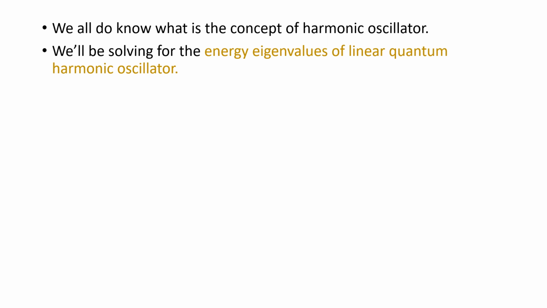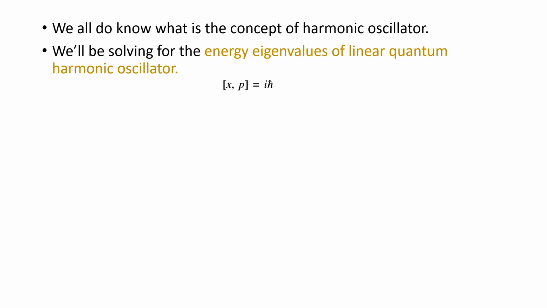We all know about the concept of the quantum harmonic oscillator, so we shall dig straight into deriving the raising and lowering operators. Here we will be solving for the energy eigenvalues of the linear quantum harmonic oscillator. This method is based on the basic commutation relation [x, p] = iħ, where x and p are the coordinate and momentum operators respectively.